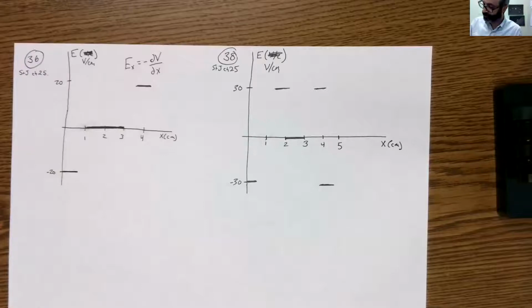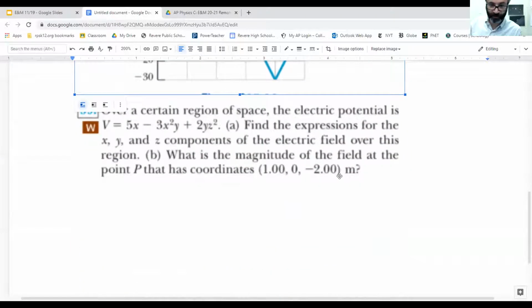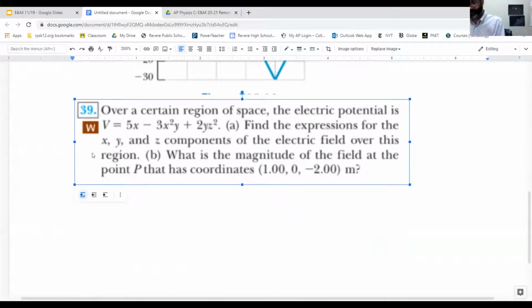Ready to move on to number 39. Okay, so we're going to be using the same idea here, right? We're just, instead of graphically, looking at it algebraically. And instead of just one dimension, now we have a potential in all 3 dimensions, right? We only discussed 2 dimensions, but we can do this in 3 dimensions as well.